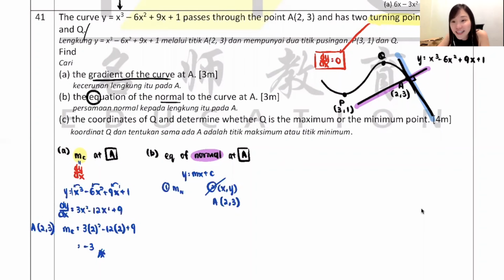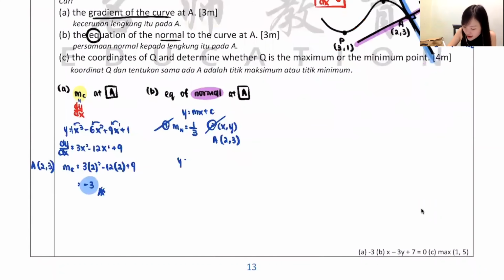So we first need the gradient of the tangent. Very good, Xue Hui. The gradient of the tangent, the blue one, is the same as the gradient of the curve, as long as we are talking about the same point. Did we already find the gradient of the curve just now? Yes, the gradient of the curve at point A is negative 3. So the gradient of the tangent is negative 3. Then for the gradient of the normal, just flip it. Negative becomes positive. 3 over 1 flipped, very good, Yiwen, is 1 over 3.